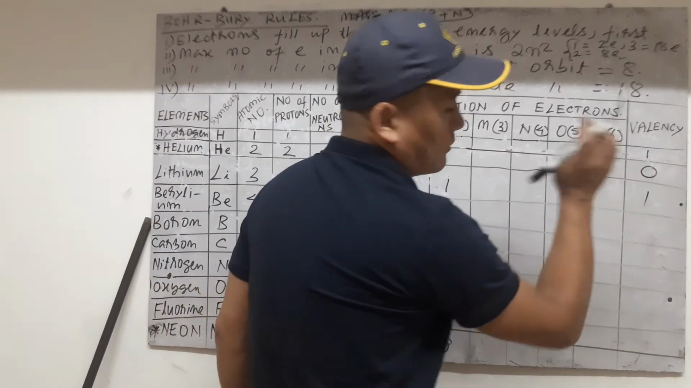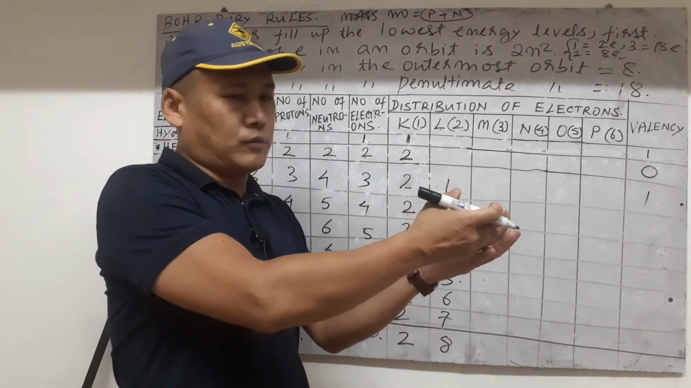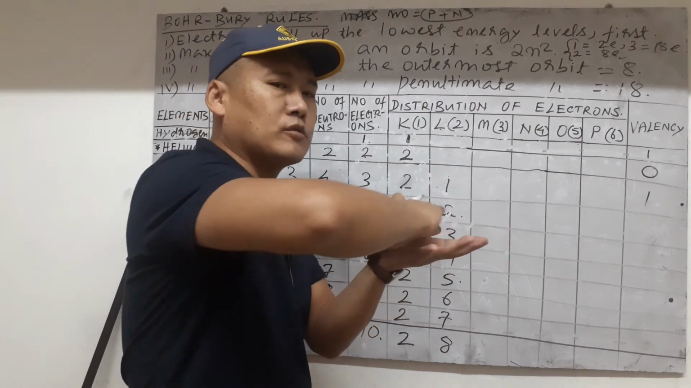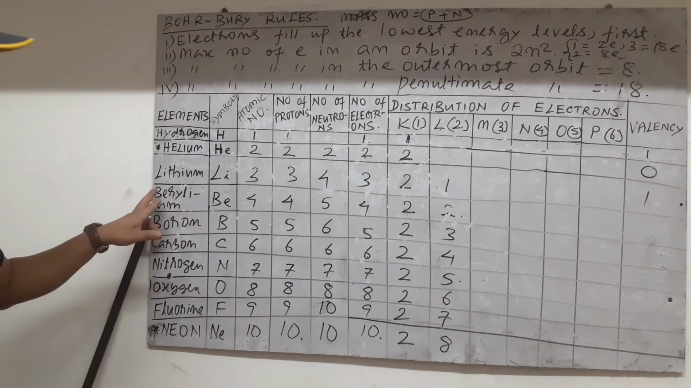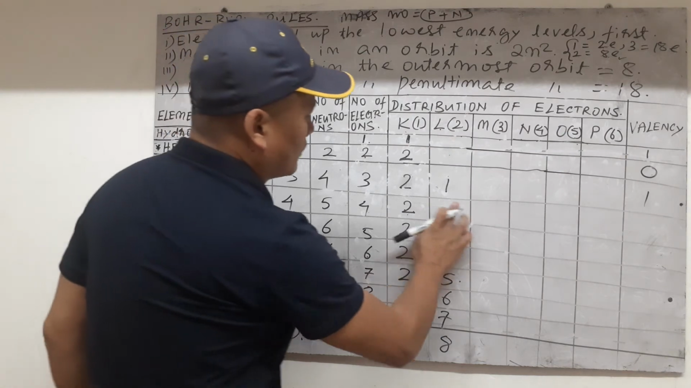So valency is the same. In other words, valency means the number of electrons that an element needs to become like a noble gas, noble element, or the number of electrons it needs to give away to become like a noble gas. Next here, beryllium, here 2 and 2.